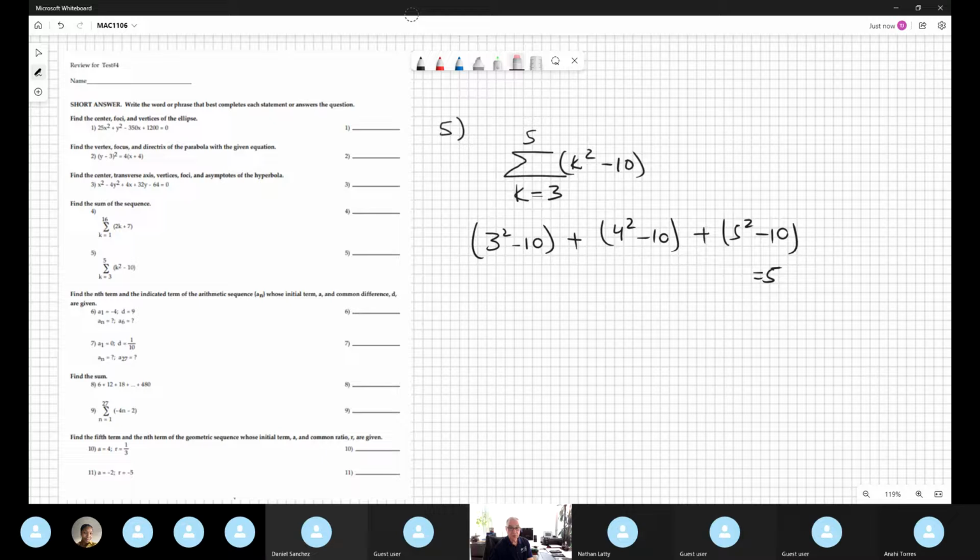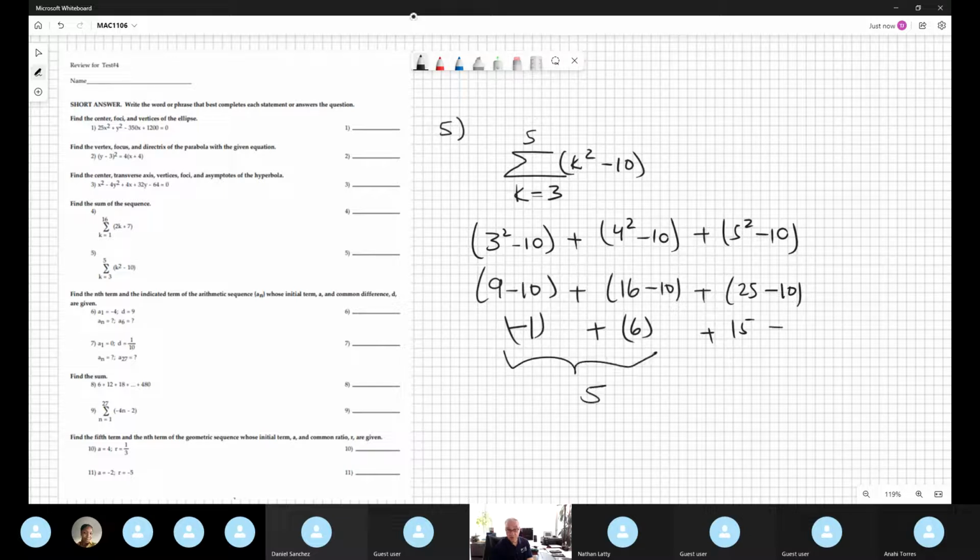So now we have, this is 9. Minus 10 is negative 1. Plus, this is 16. Minus 10 is positive 6. And this is 25. Minus 10 is 15. So we have 15. 15 plus 5, because this and this together is 5, is 20. The answer is 20. That was easy, eh? Super cool, super easy, straightforward.